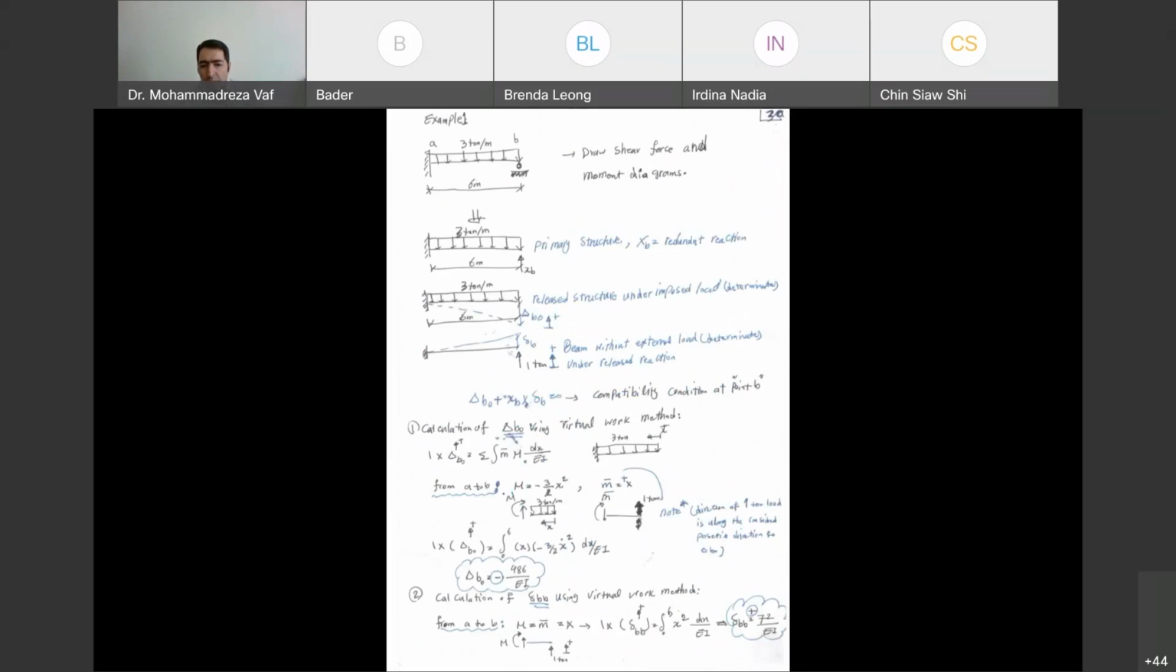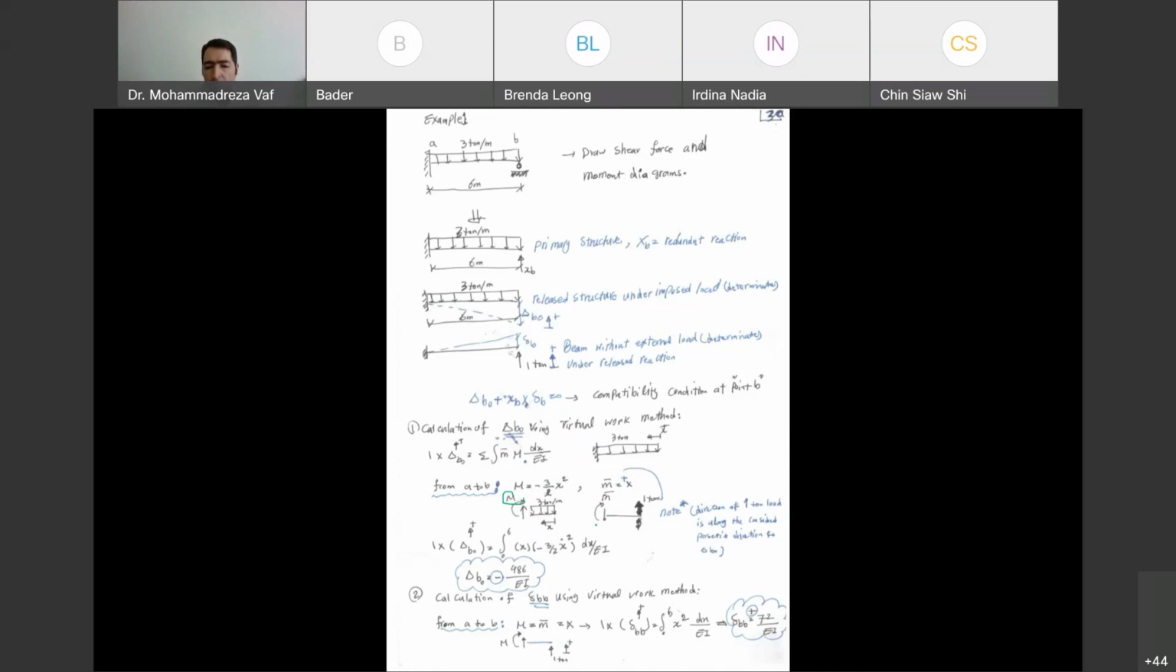Okay, you mean this direction? Whether it is toward this side? No, you can assume any direction that you want. Doesn't matter. But the direction should be similar for M and M bar. Meaning if you assume it toward this direction positive, this one also should be the same. So M and M bar must be in the same direction. Yes.